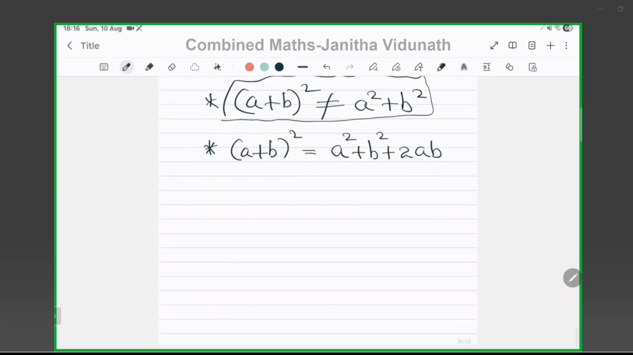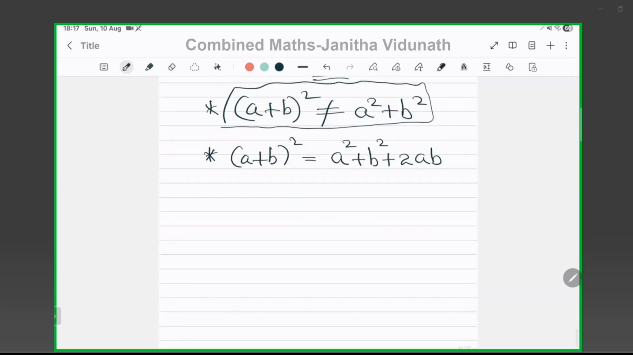Okay, I will do another example. This is 3 to the power 3 times y to the power 5 minus 48 times y.